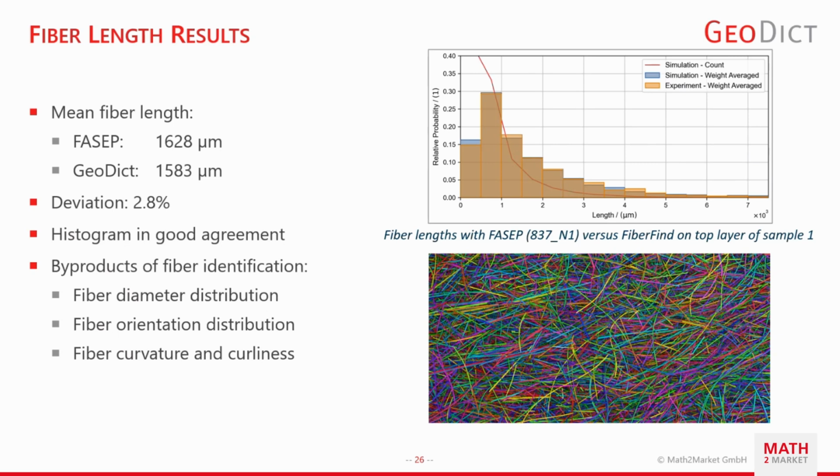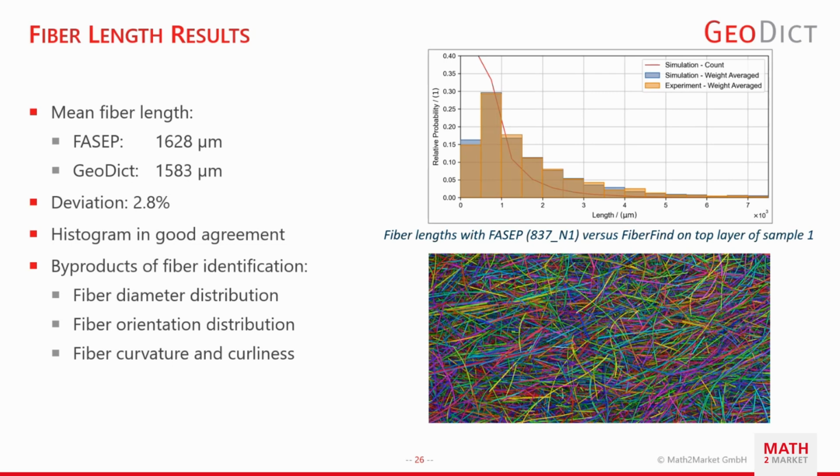So we are very close to our baseline we defined, with only a deviation of 2.8%. These measurements were done in the DigiLogB project that GeoDict is part of, and there are also some posters about that project in the poster session. So if you want to have more details on this, you can look at the posters later on.